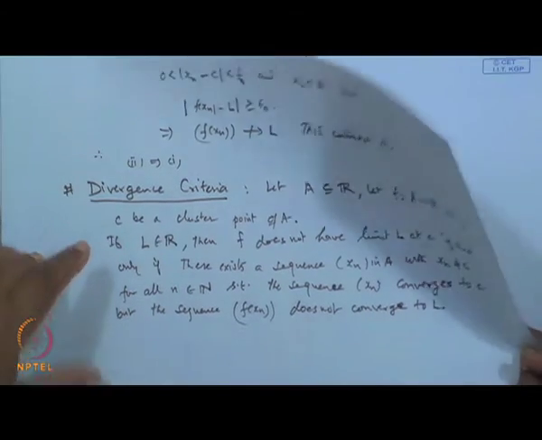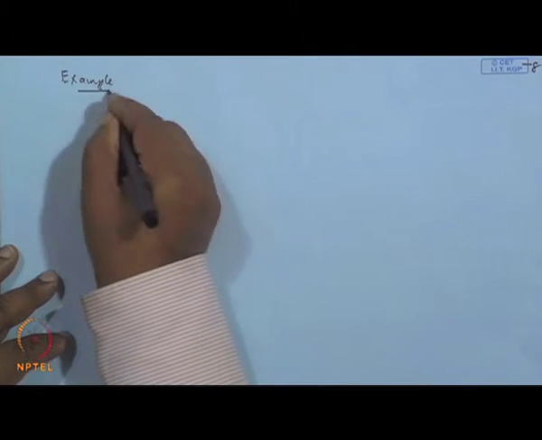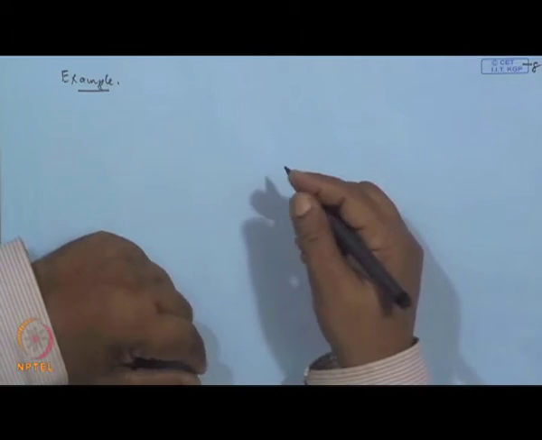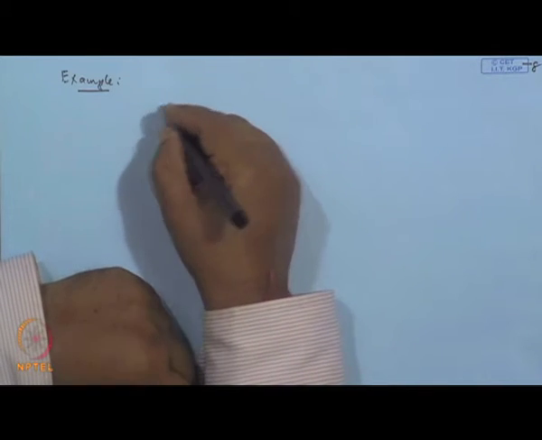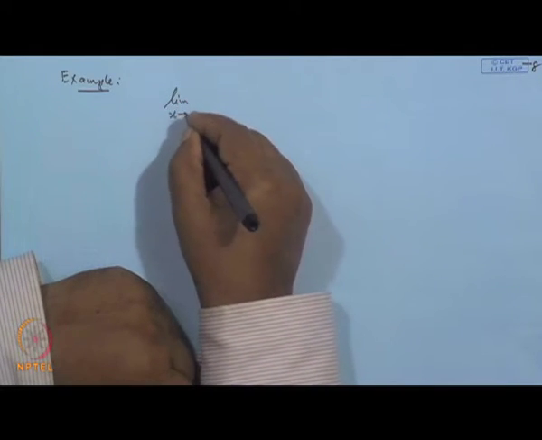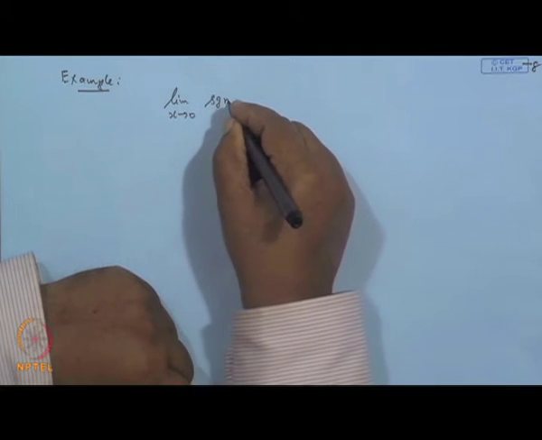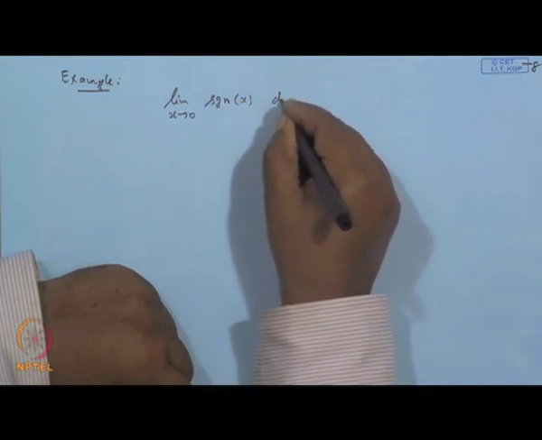Okay. Now, let us see a few examples where the limit of the function does not exist, which are very interesting examples and used very frequently in further study. So, first is example. The limit of x tends to 0, signum of x does not exist.